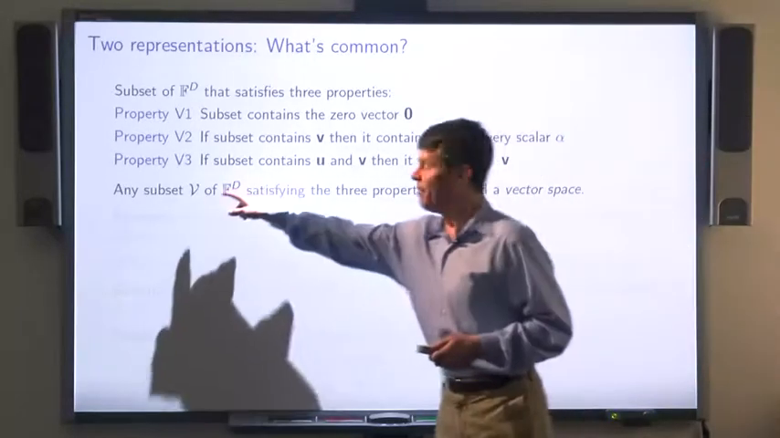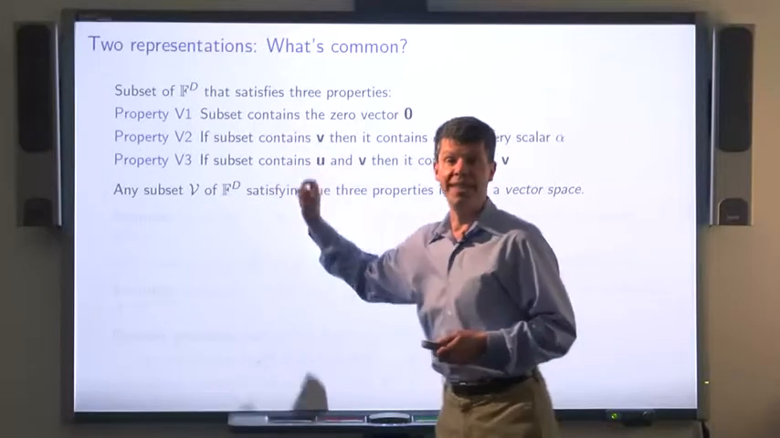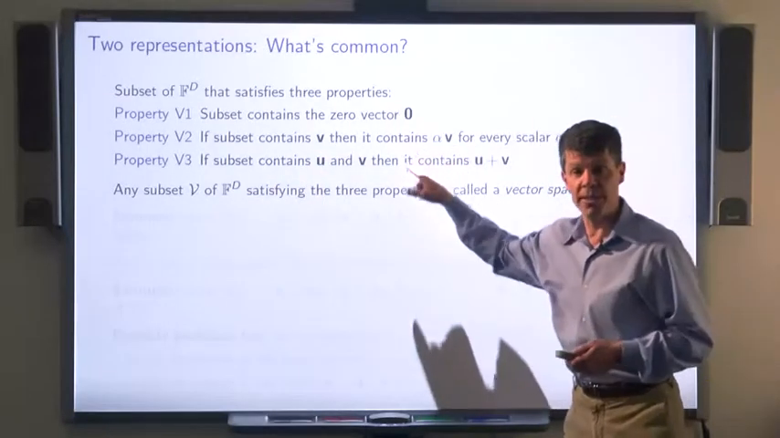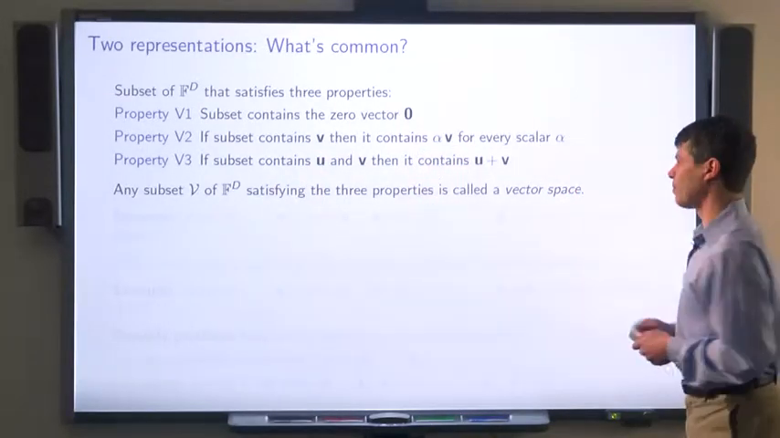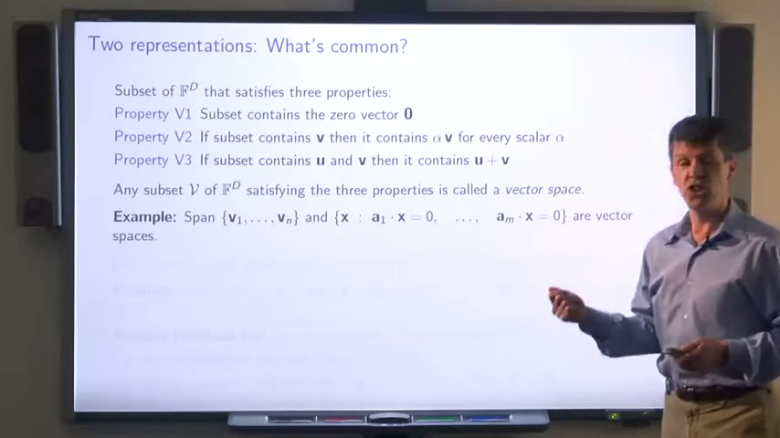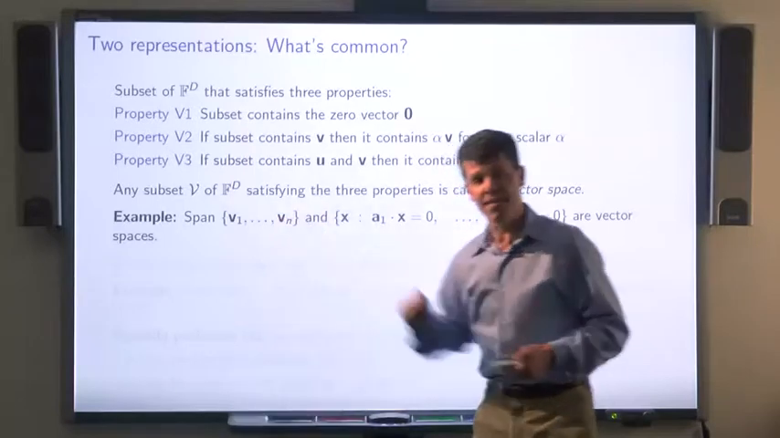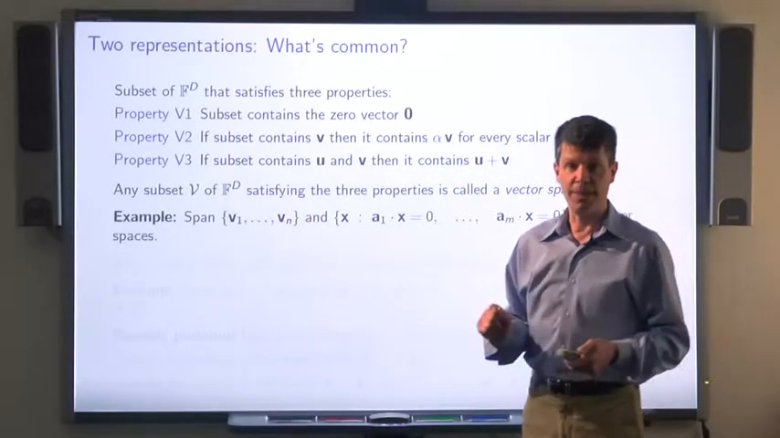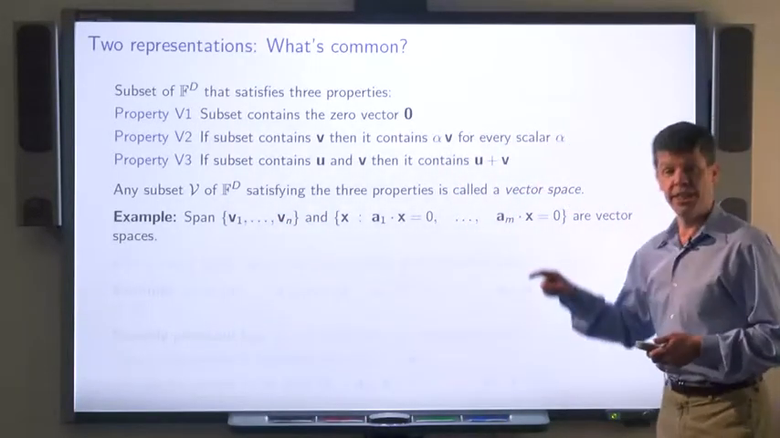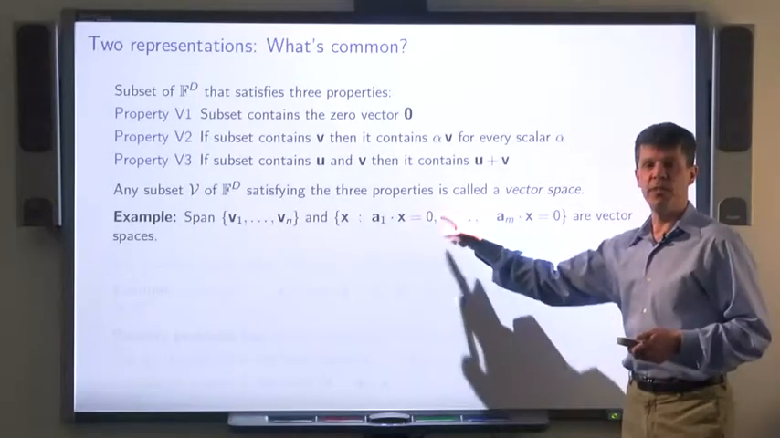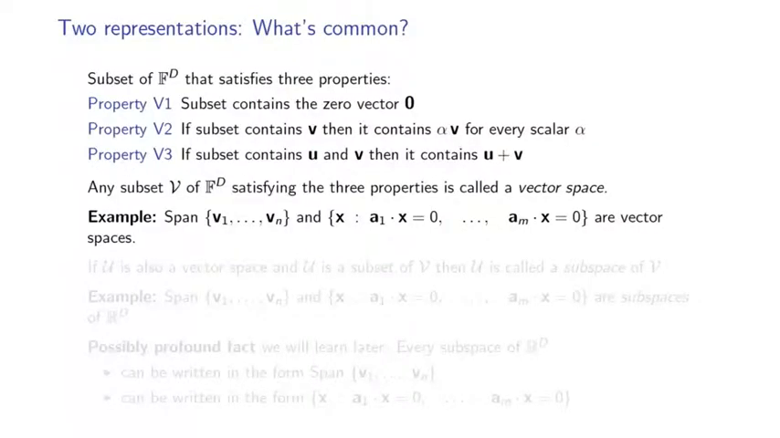Any subset big V of F^d satisfying these three properties is called a vector space. So, for example, we've shown that for any vectors v1 through vn, the span of those vectors is a vector space. And for linear equations, a1 dot x equals 0 up to am dot x equals 0, the solution set of all these linear equations is a vector space as well.